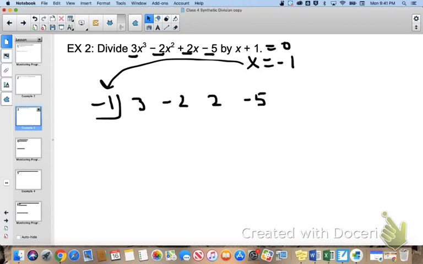Okay, from there we bring down the 3. Then you multiply. Negative 1 times 3 is negative 3.